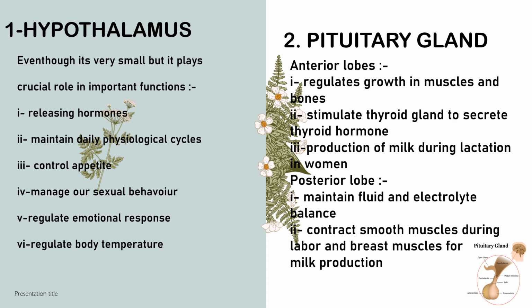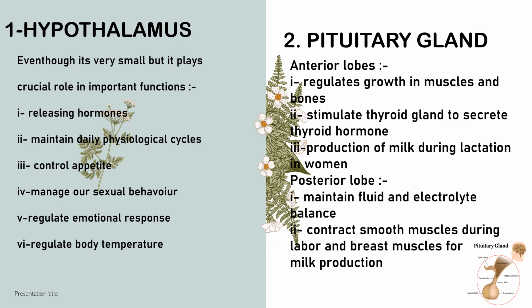First gland is the hypothalamus. Even though it's a very small gland, it plays a crucial role in important functions. First, it will release hormones. Second, it will maintain the daily physiological cycle such as the circadian cycle, control our appetite, manage sexual behavior, and regulate emotional response to its environment and body temperature.